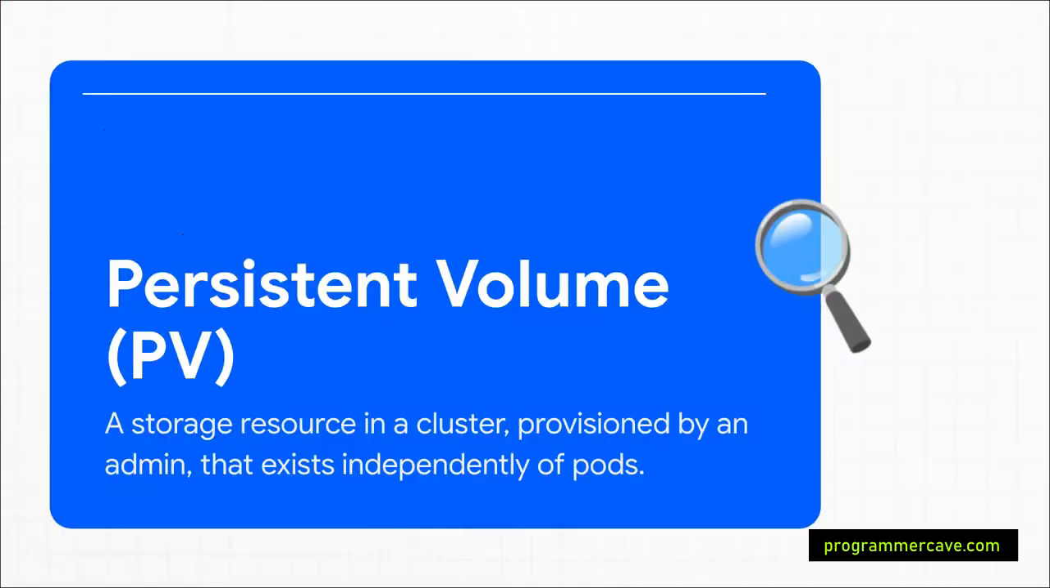The first piece of the storage puzzle is the persistent volume, or PV. The best way to think about this is as the supply of storage that's available in your cluster. It's a chunk of storage, maybe a cloud disk on AWS or a network file share that an administrator makes available. The key thing here is that the PV exists totally on its own, completely independent of any pod's life or death.